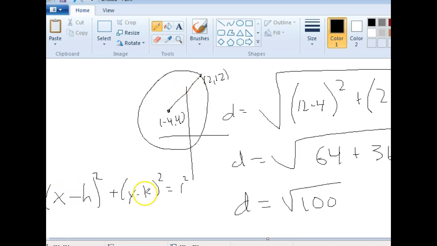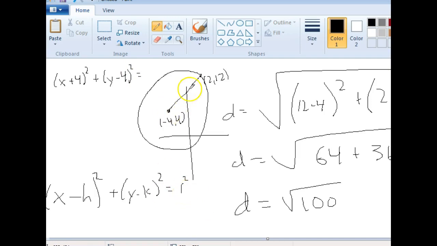So this is the equation here in center radius form. You do x minus the x value of the center, which is negative 4. So minus the negative 4 would be plus 4 squared. And then you do y minus the y value in the center of the circle, which is 4. So y minus 4 squared. And that equals the radius squared.